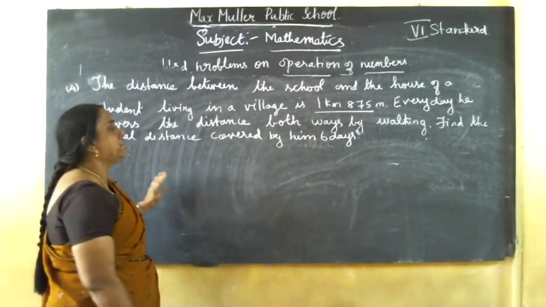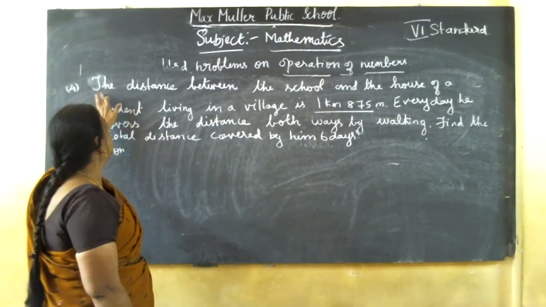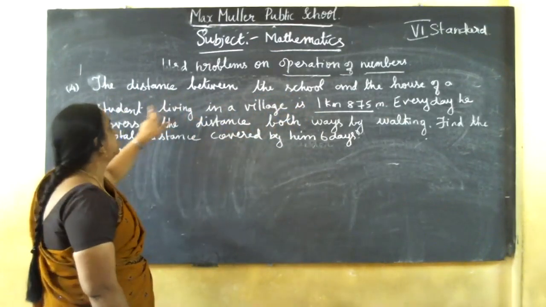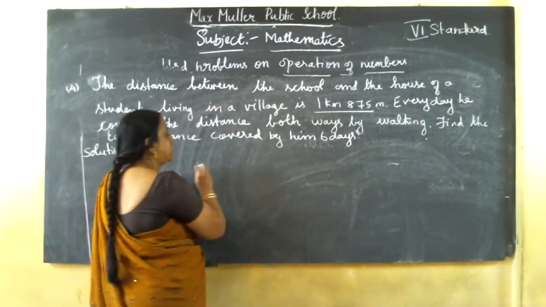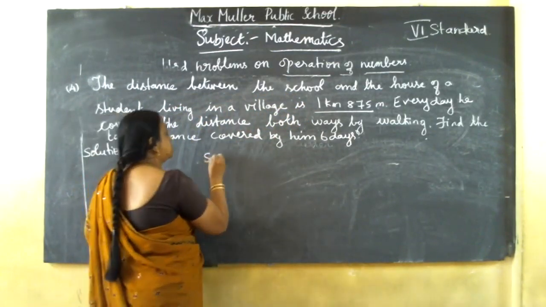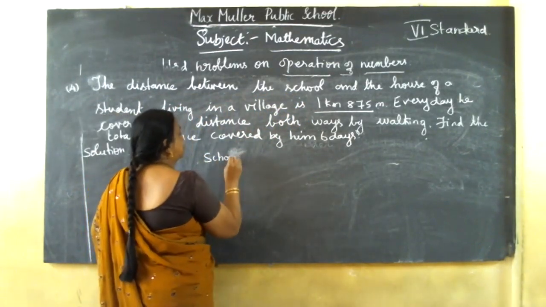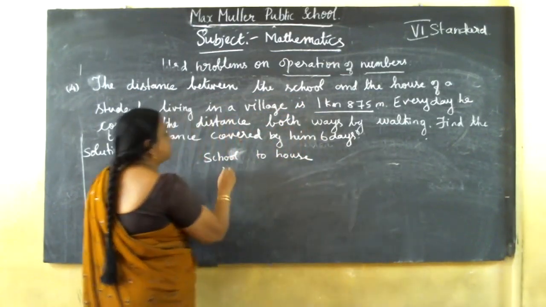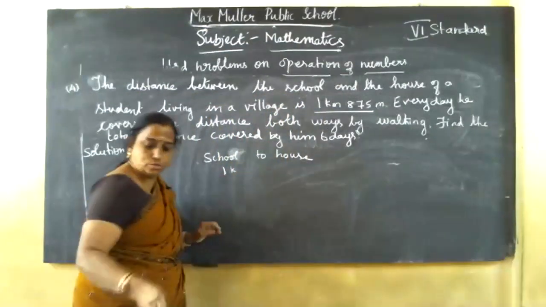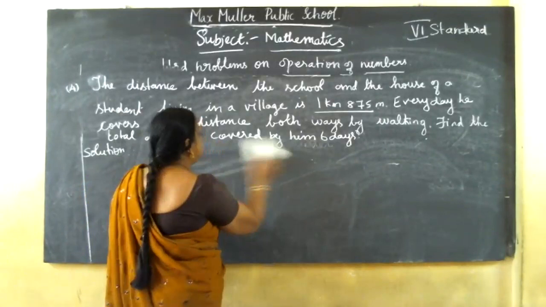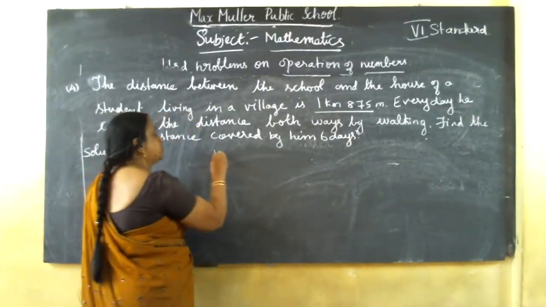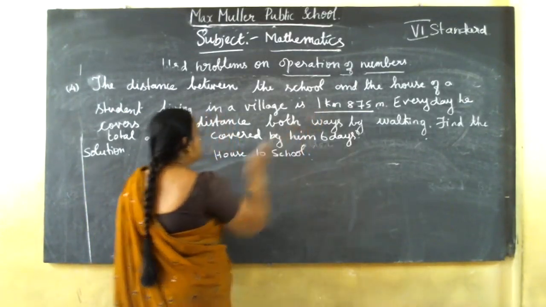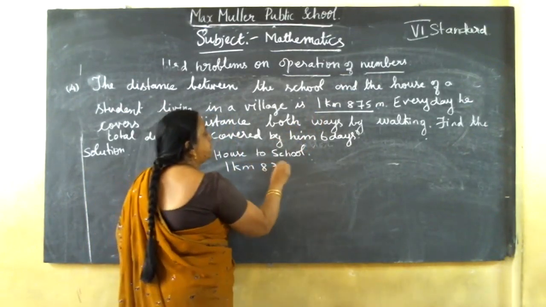So first, what are they given? They are given a student. See here, the distance between the school and the house of the student living in a village. House to school or school to house distance they are given as 1 kilometer. Okay, we'll go for house to school only. I'll explain afterwards, I'll write the statements and all. So house to school is 1 kilometer, 875 meters.